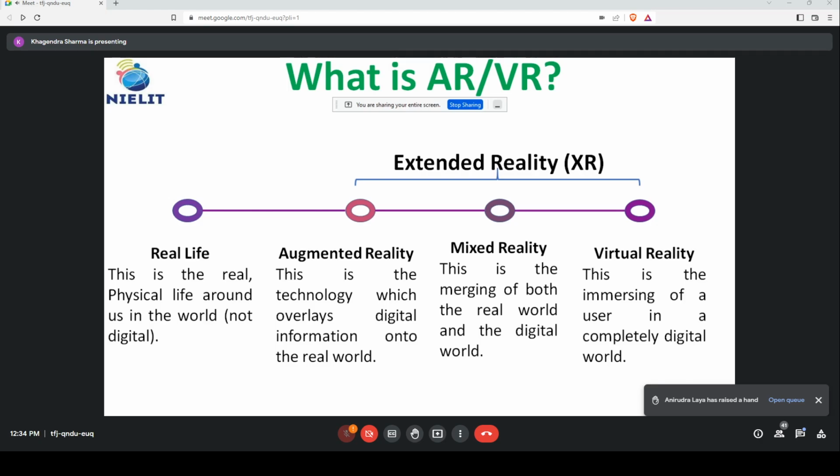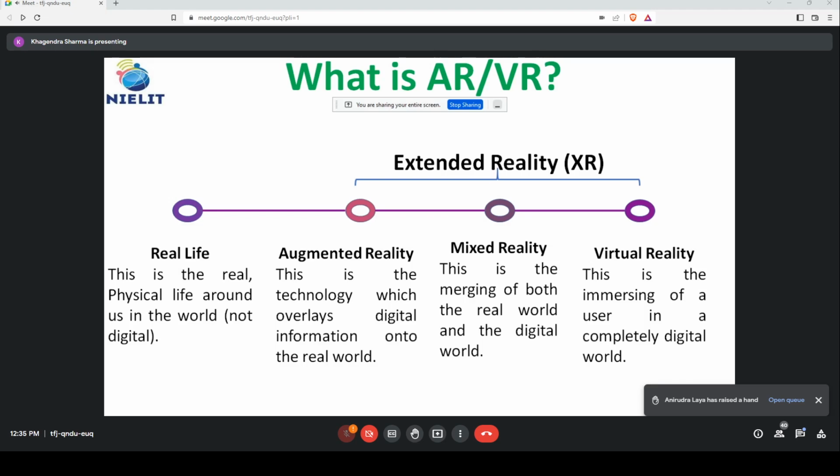We live in our physical world, right? The real physical life around us, which is not digital at all. But when we add a little bit of digital content, by augmenting digital content into the physical world, that is what we call augmented reality. This is the technology which overlays digital information onto the real world. That means we are still in the real world, but our real world is augmented by some additional digital content.